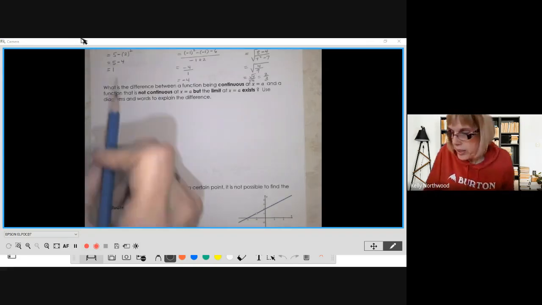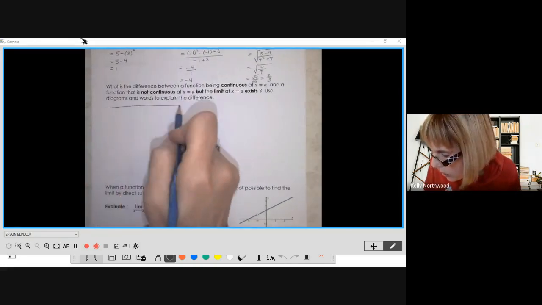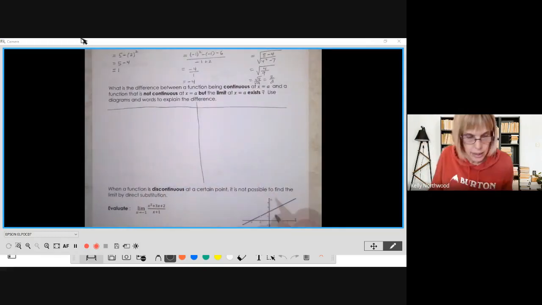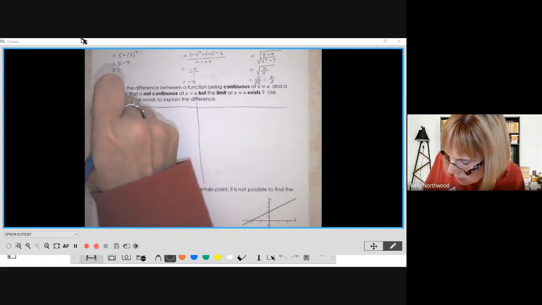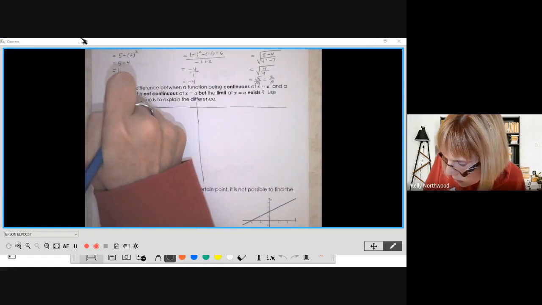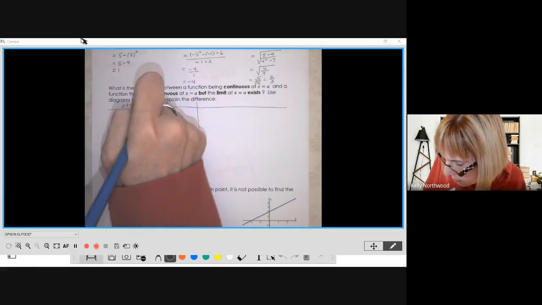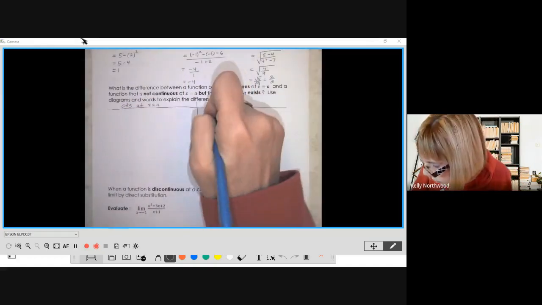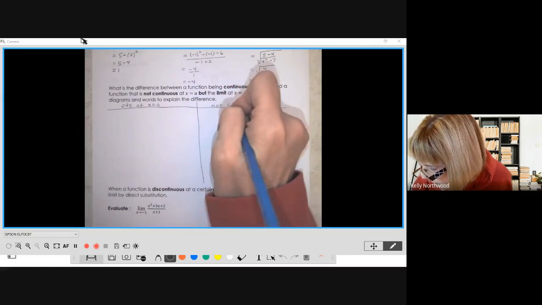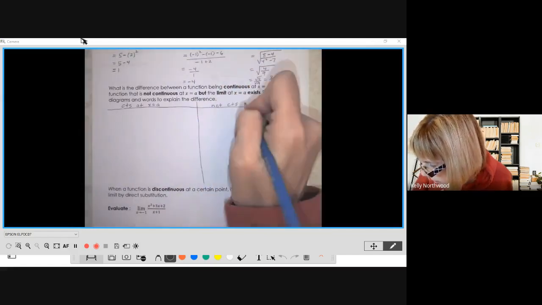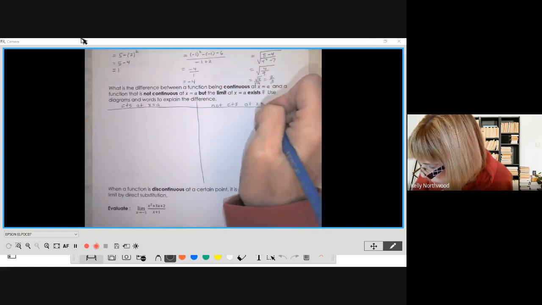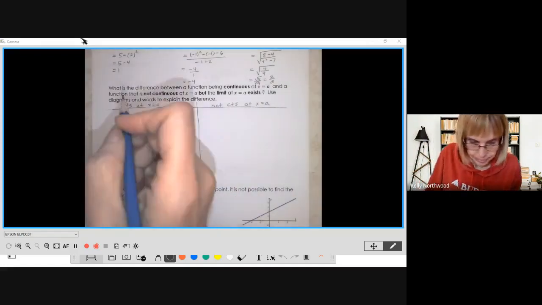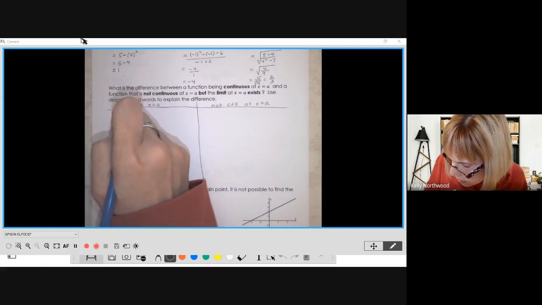So we're going to use a diagram here. Let's divide our page into two columns. Our first one's going to be continuous. I'm just going to use CTS for continuous at x equals a. And then on our second side, we'll have not continuous, CTS at x equals a. And I'm going to make very similar diagrams on each side.